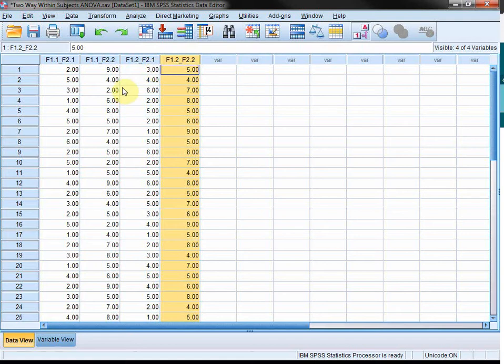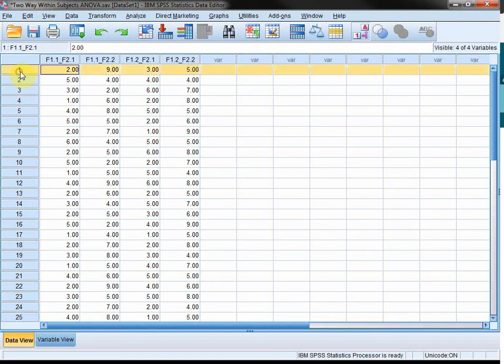With within subjects ANOVAs, in particular fully repeated measures, it's very important to get the factor labels correct. Because everybody takes part in every condition, you have an individual, say participant 1, who has a score when they are in level 1 of factor 1 and level 1 of factor 2. They also have a score when they're in level 1 of factor 1 but level 2 of factor 2, a score when they're in level 2 of factor 1 and level 1 of factor 2, and a score when they're in level 2 of factor 1 and level 2 of factor 2.